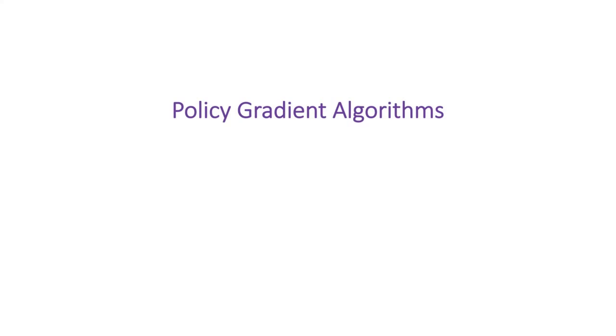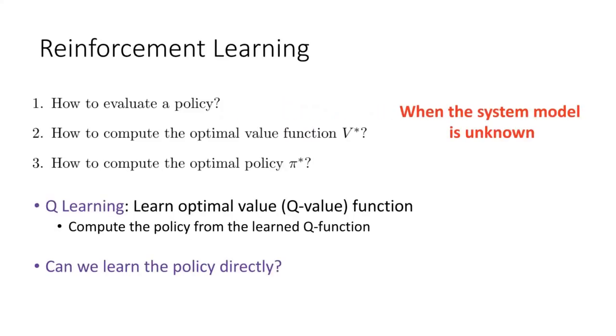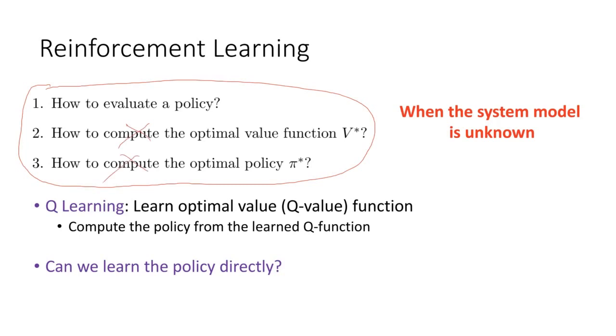Okay, so I'm going to the next aspect, policy gradient algorithm. The way that I think about a reinforcement learning algorithm is as a learning approach to answer these questions. How do we evaluate a policy? How do we compute the optimal value function? How do we compute the optimal policy? But now you can't compute, you need to learn. We just discussed how to learn the optimal value function Q using Q learning. Now we are going to address how to learn the optimal policy directly without using the Q function.